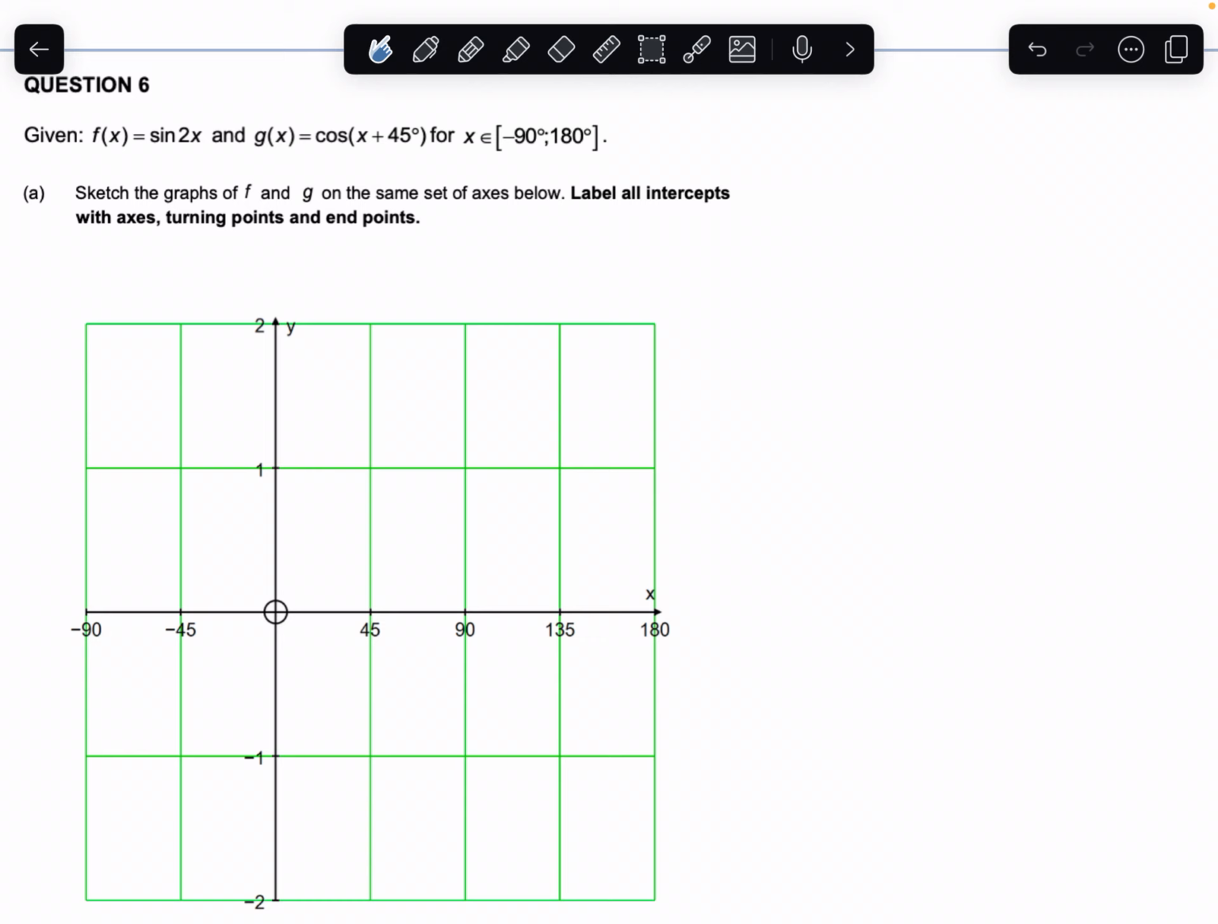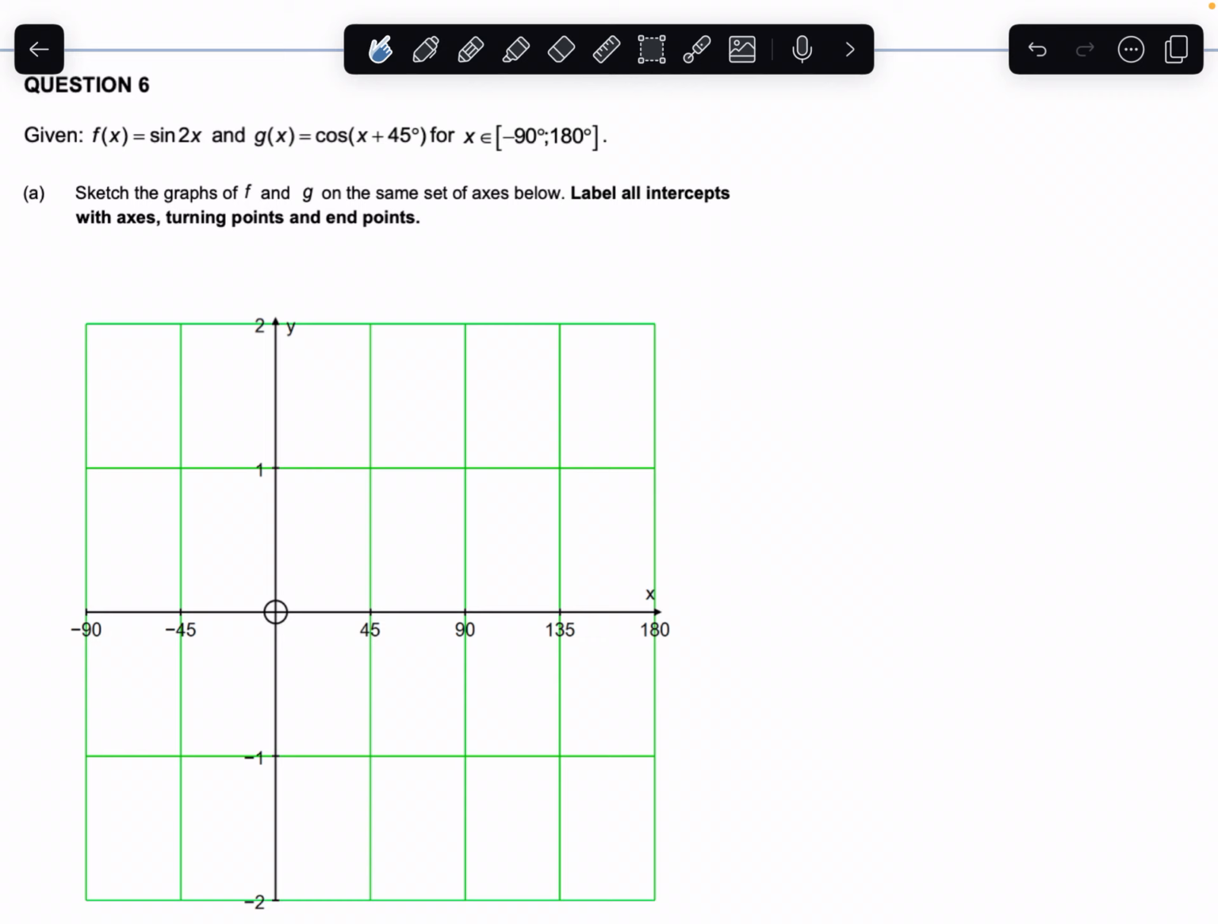We are given f of x is equal to sine of 2x and g of x is equal to cos of x plus 45 for x in this restricted domain, minus 90 degrees to 180 degrees. So the first question asks us to sketch the graphs of f and g on the same set of axes, and we need to label all the intercepts with axes, all the turning points, and all the end points.